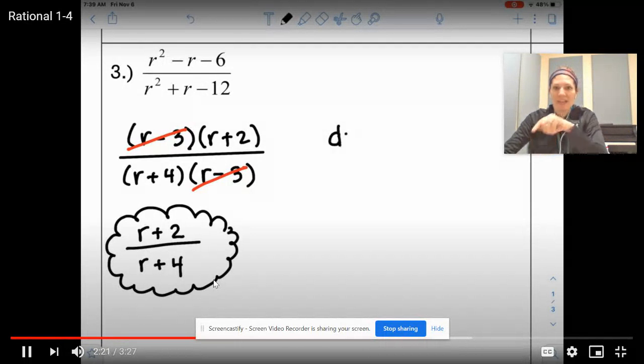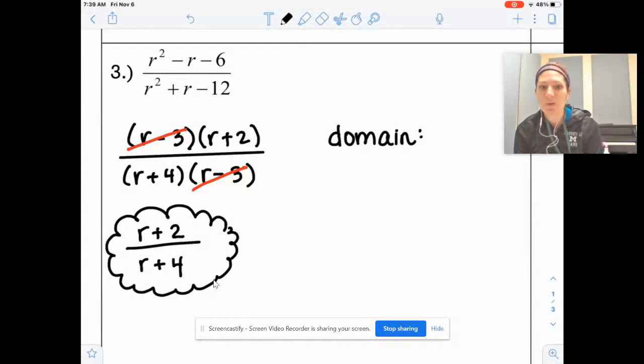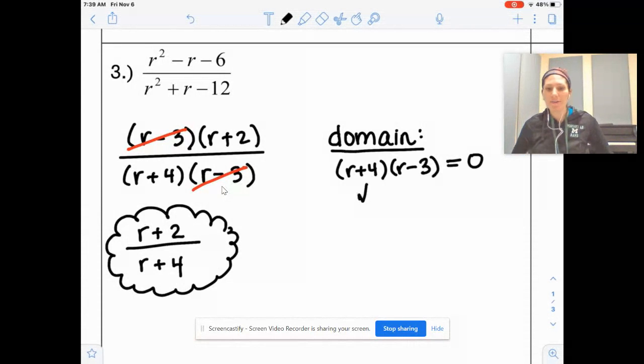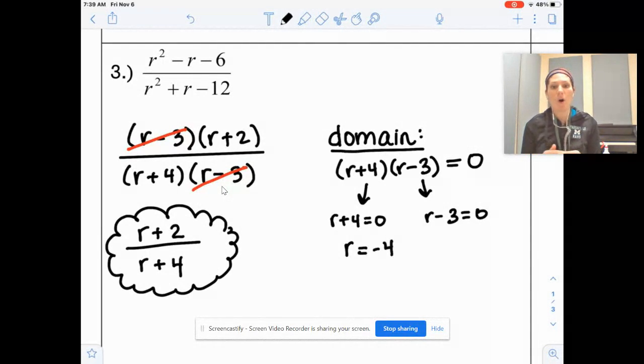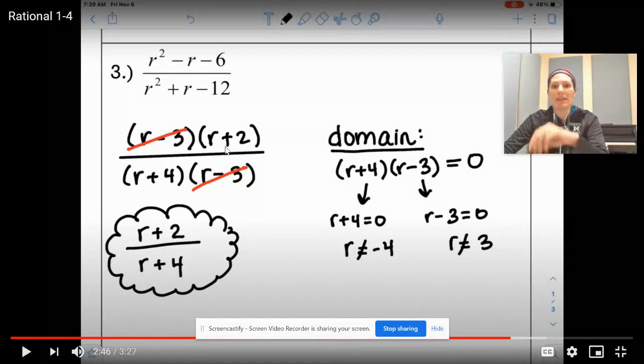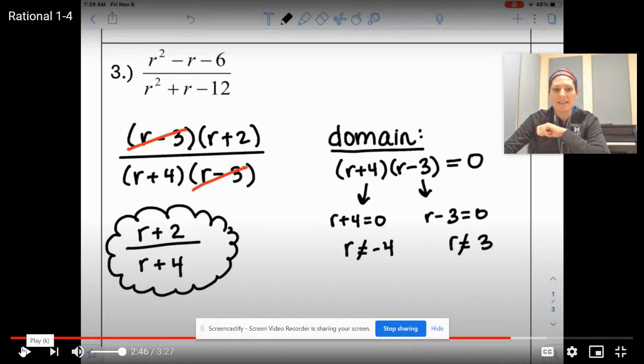If I was asked the domain, I would take that denominator and set it equal to 0. So always go for that factored form. You already did the work, so look at that. And if you were to solve this, you would set each factor equal to 0 and solve for that variable. So if asked the domain, r cannot be -4 and r cannot be 3. Really important when you're finding the domain of rational expressions, you're always looking at the original denominator, the original one, not the reduced, the original. We'll see that a lot after Thanksgiving.